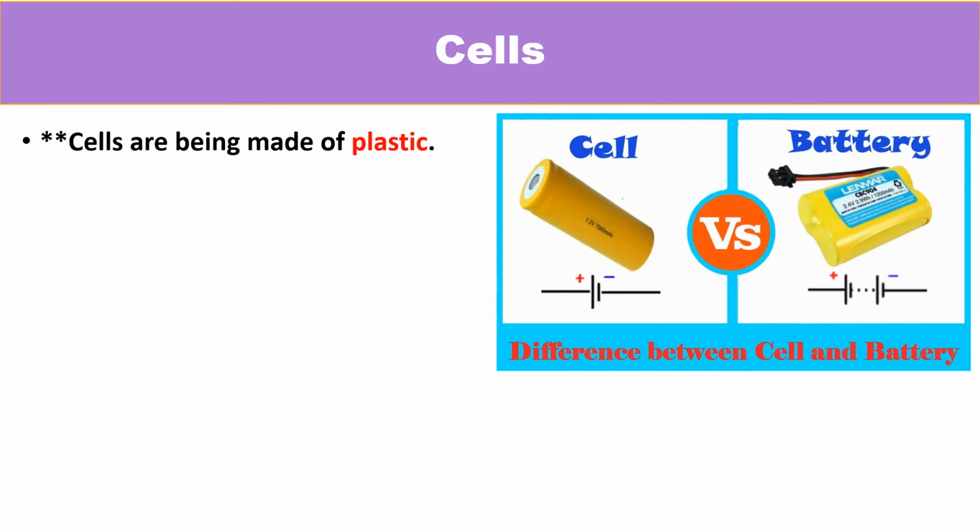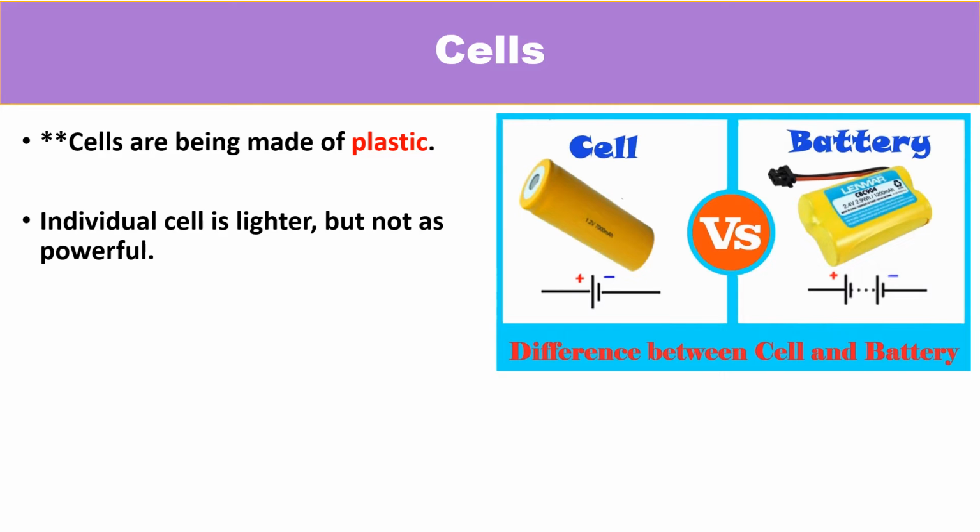Cells are one single unit of chemical reaction that generates electricity, which is made of plastic. An individual cell is lighter but not as powerful because it's a single unit. Batteries are plural. Those are stacks of cells.